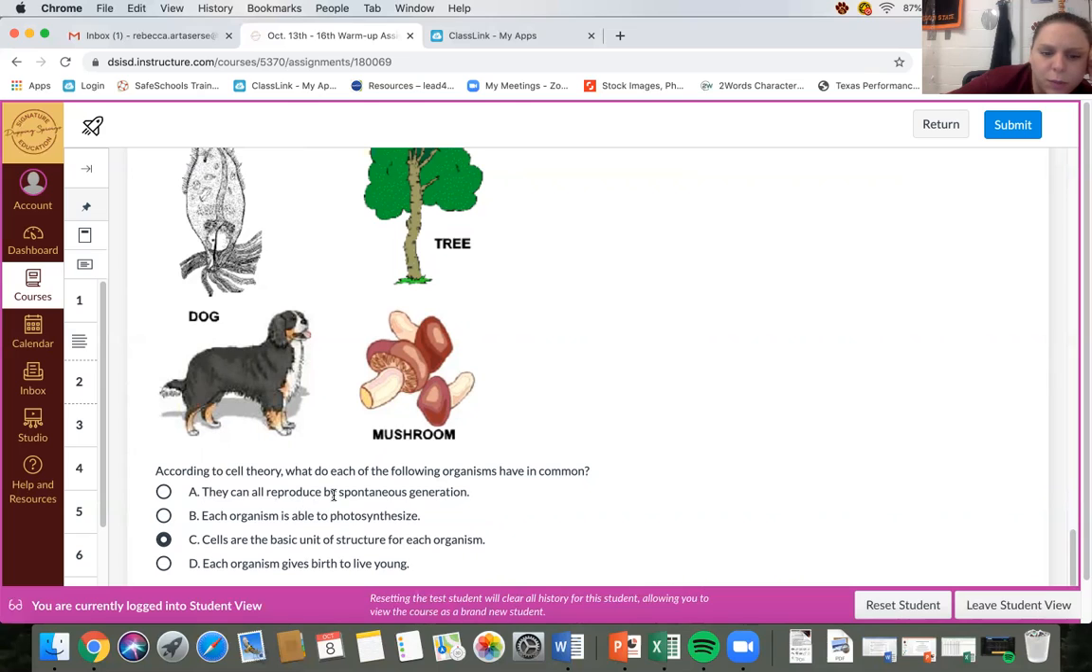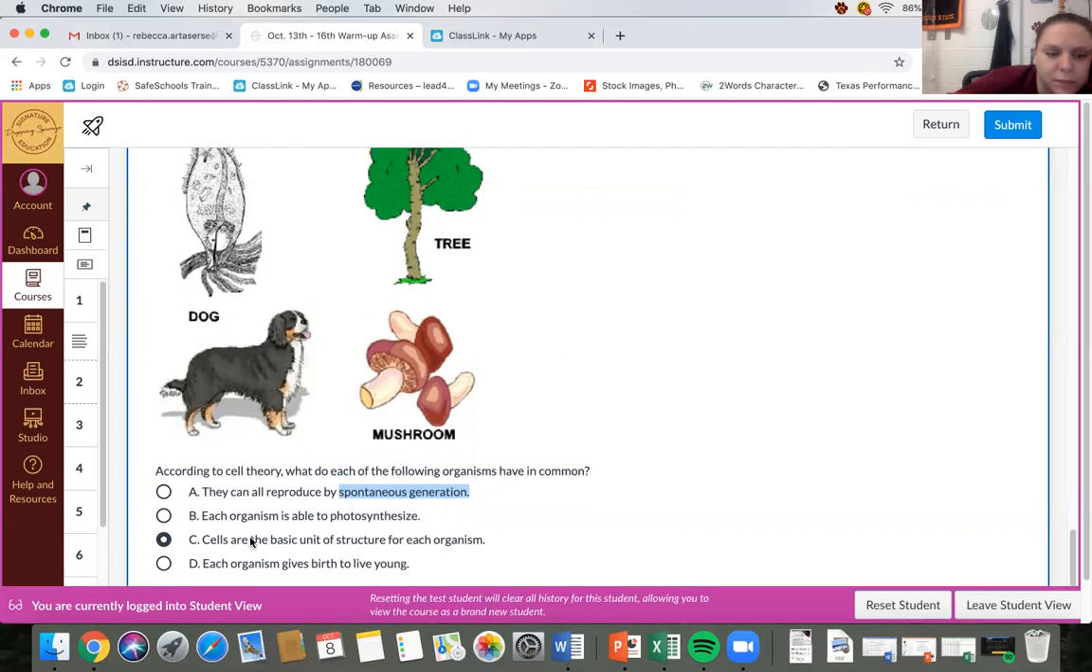They can also reproduce by spontaneous generation. Well, we know that they're either going to reproduce asexually or sexually. They're not going to spontaneously create new life, especially with our dog, who's a mammal. We know that they reproduce sexually and they need a partner in order to be able to reproduce. So A is incorrect. B, each organism is able to photosynthesize. Again, we know that our trees, they have the chloroplasts in their cells, so they can, but our mushroom's a decomposer and our dog is a heterotroph, both heterotrophs, they have to consume their food in order to get their energy.